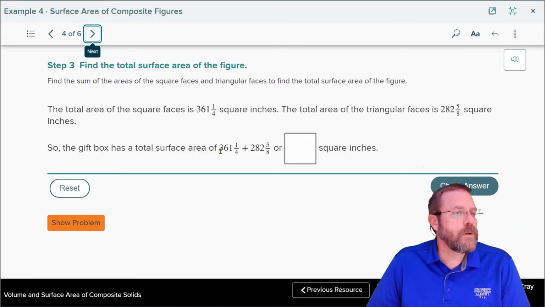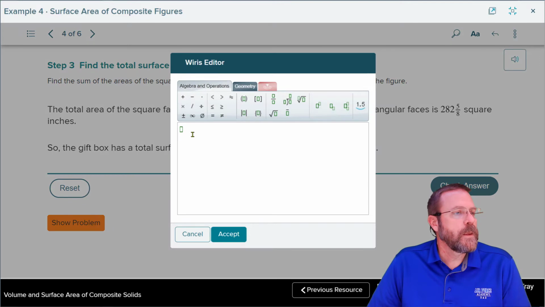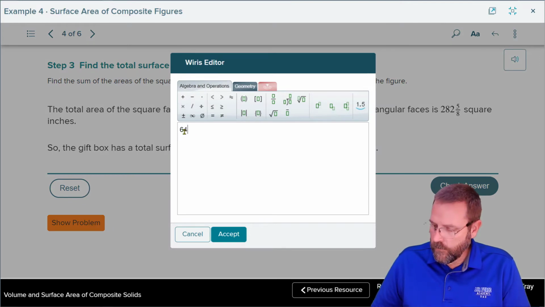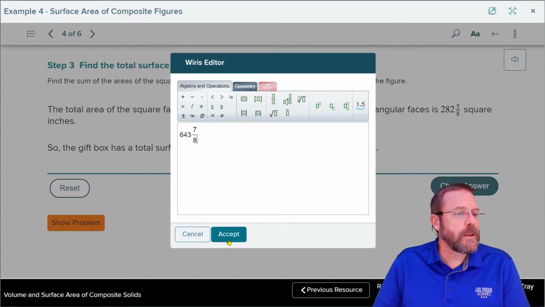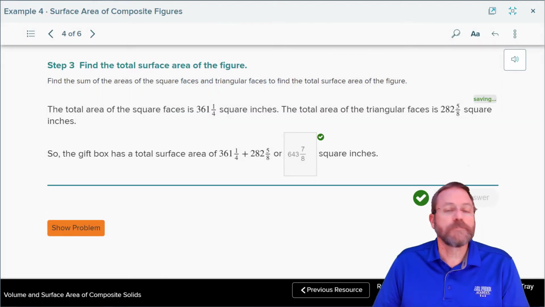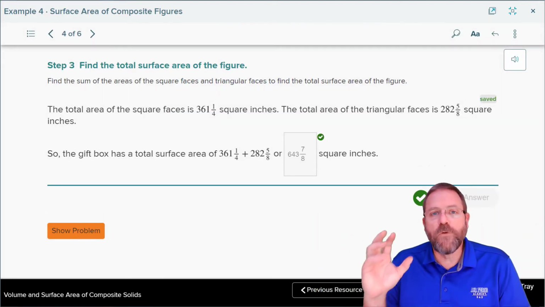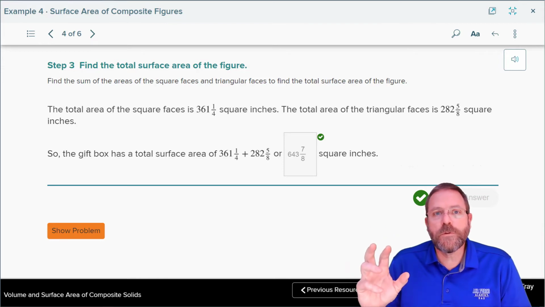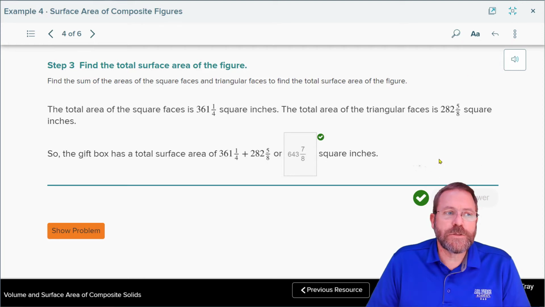Jump back over here, type it in. 643 fraction 7/8, accept and check, and it checks. So the volume of that three-dimensional object is going to be 643 and 7/8 inches.